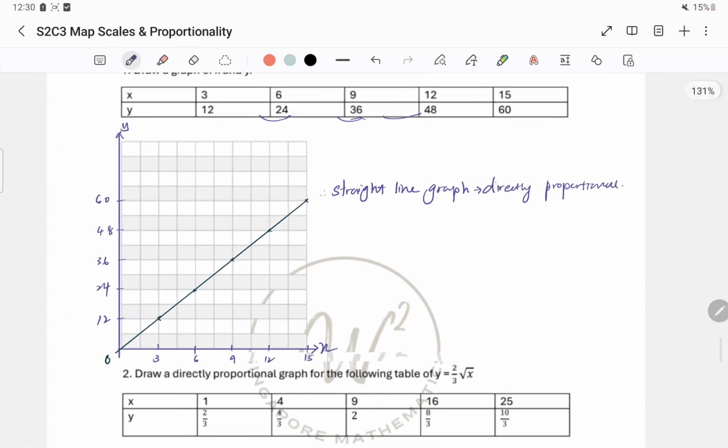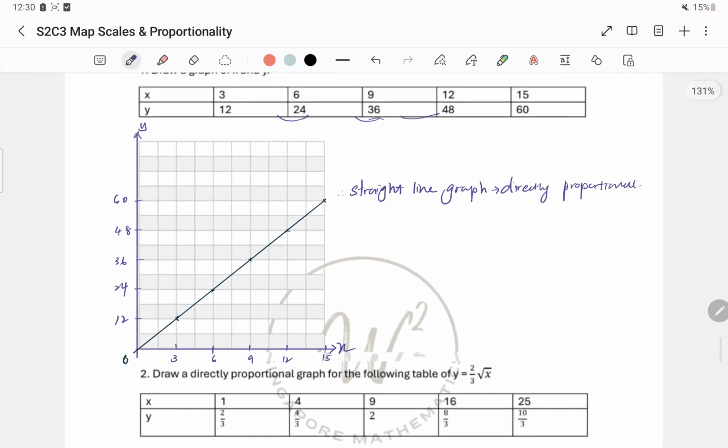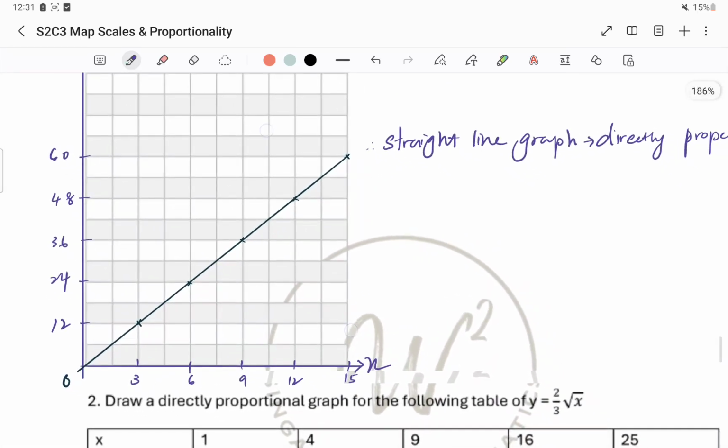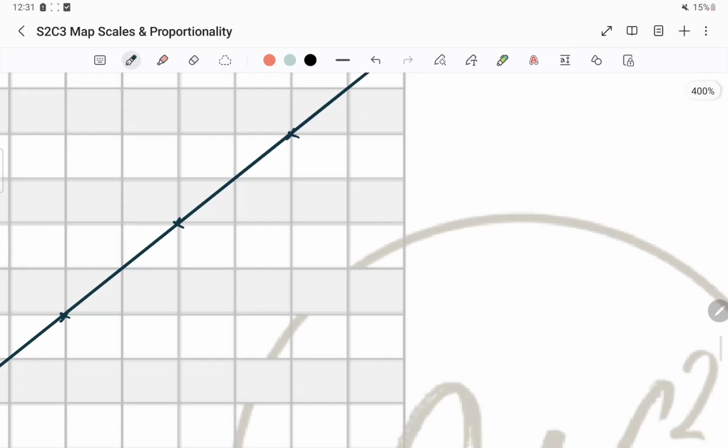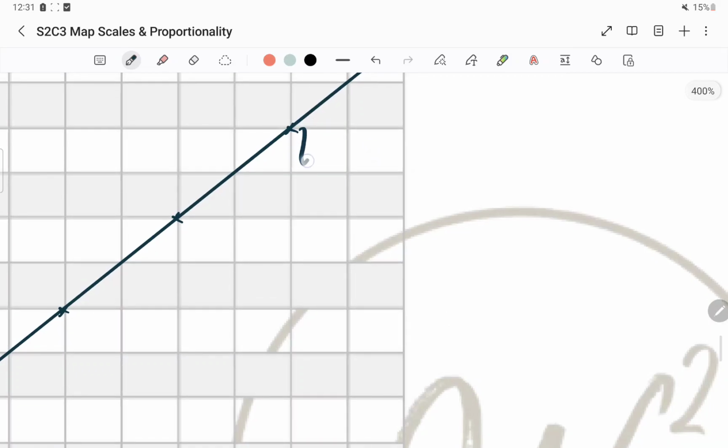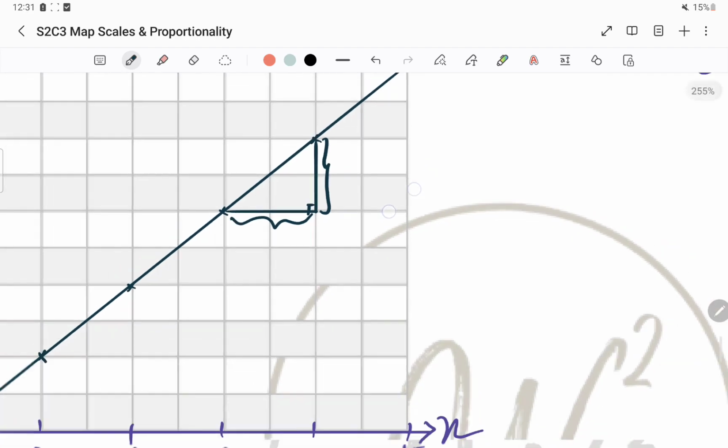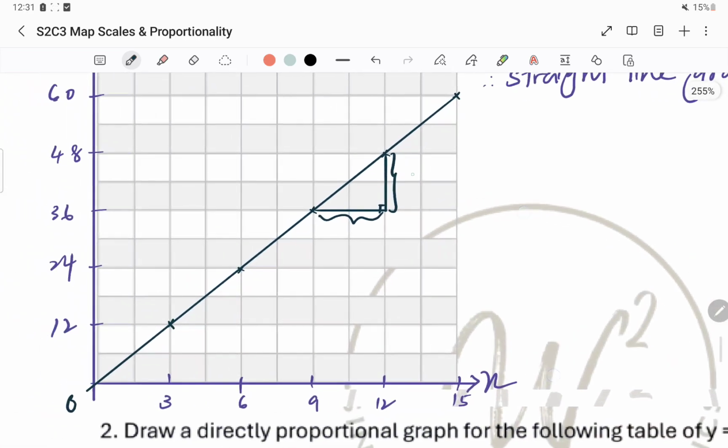You can pause the video while you're still plotting the graph, but this is how a directly proportional graph should look like. And then how do I determine the k value? Very simple, right? You look from point to point, from here to here. This is the slope. So here we have two blocks, which means this is 12, the value of 12. And then here we have two blocks, so this is 3.